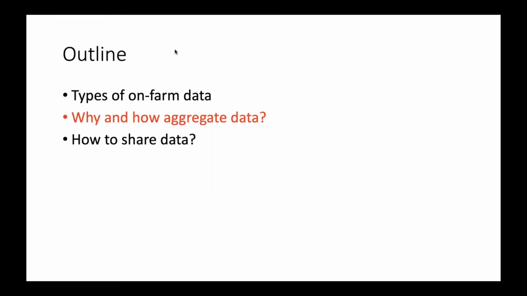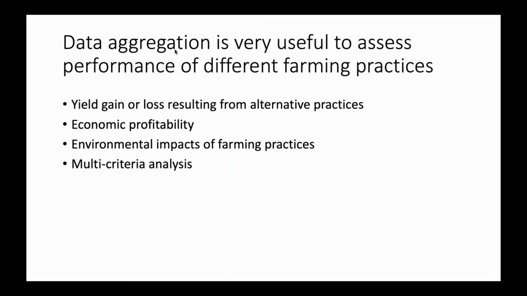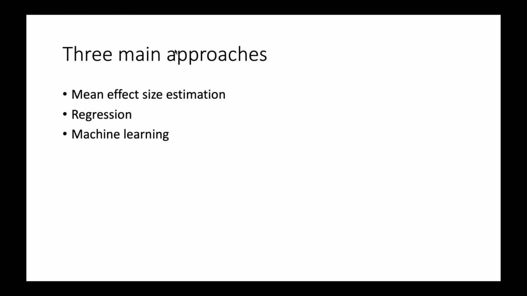So now the second part of my presentation is about why and how to aggregate data. In fact, it's very useful to assess the performance of different farming practices across a large range of conditions. That's where data aggregation is useful, because you can compare the yields resulting from alternative practices. You can evaluate the economic profitability, evaluate environmental impacts, and conduct multi-criteria analysis. And there are three main approaches to do that.